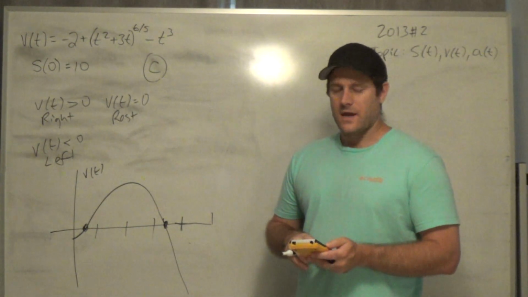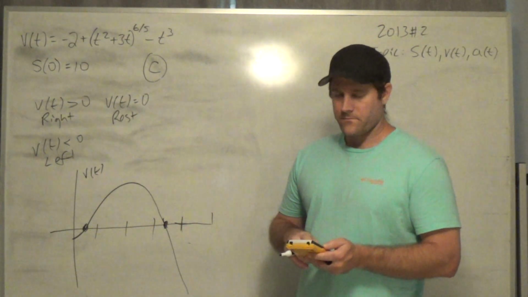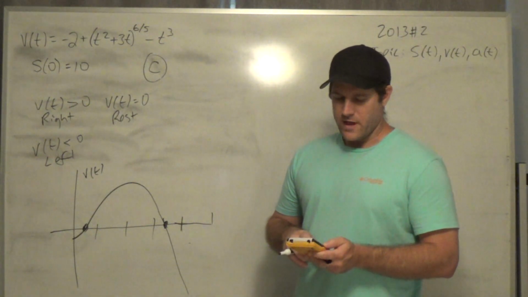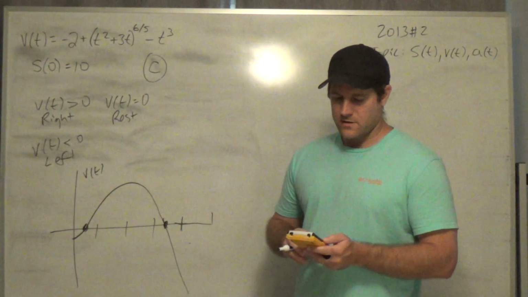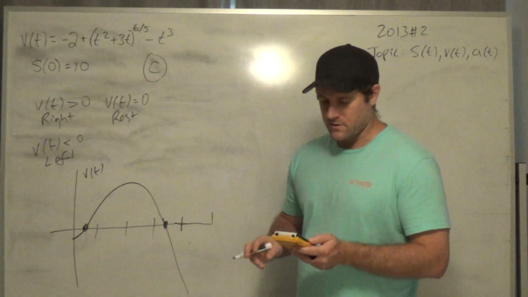So I go to second calculate, zero. And it says go to the left. So I have to go all the way to the left, I hit enter. I go to the right, I hit enter again.